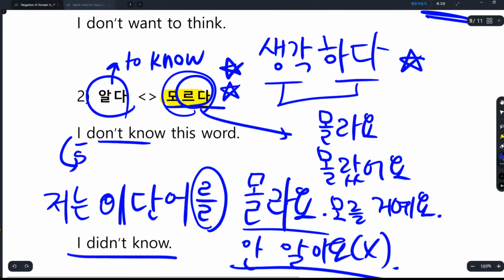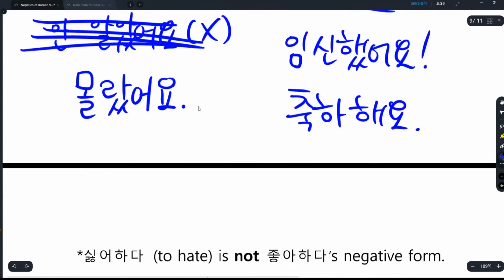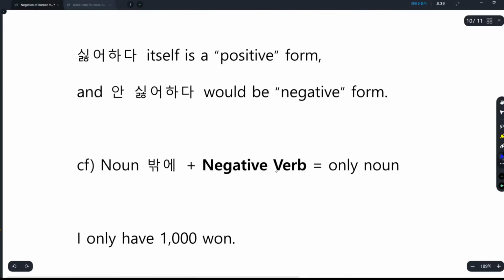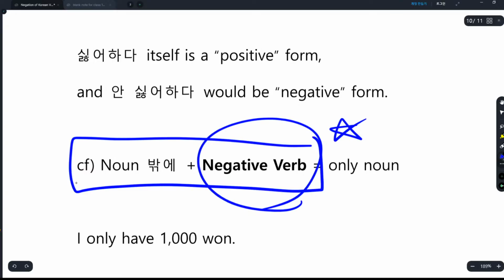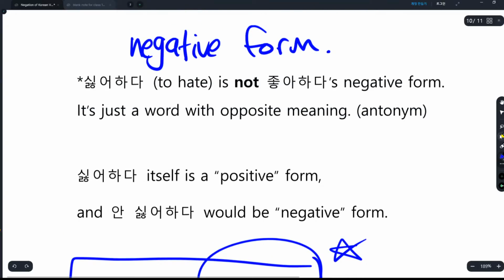So 모르다 is a negative verb of 알다. It means to not know. And knowing the negative form is quite important, especially when it comes to using the expressions where you have to use a negative verb, like this one. So before I move on to this, guys, let me mention one more thing.